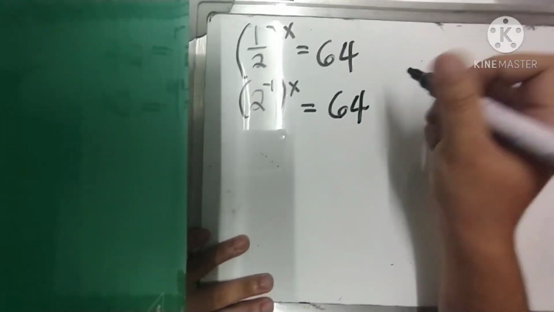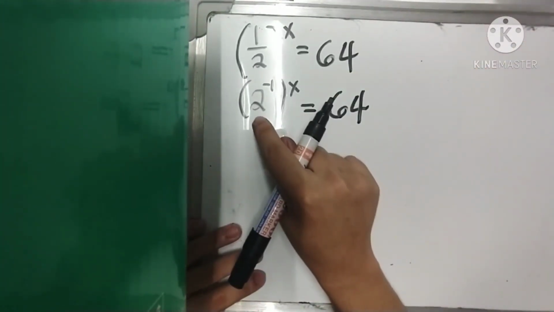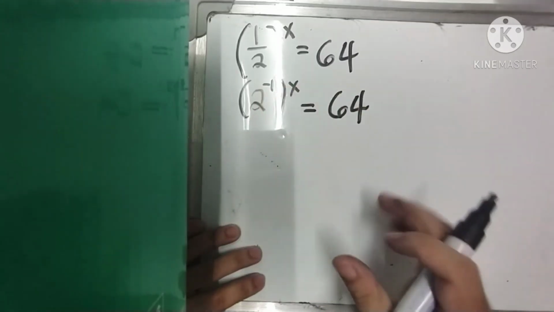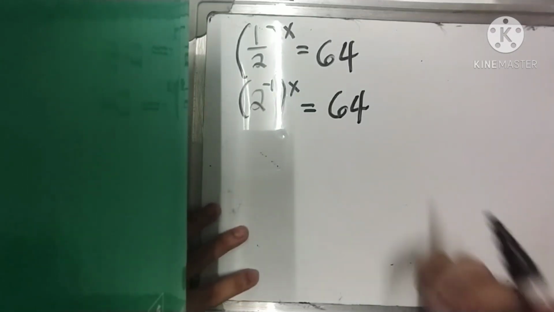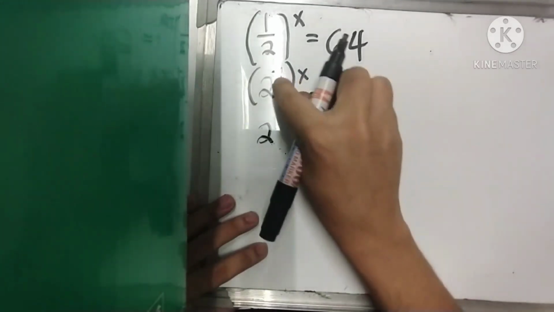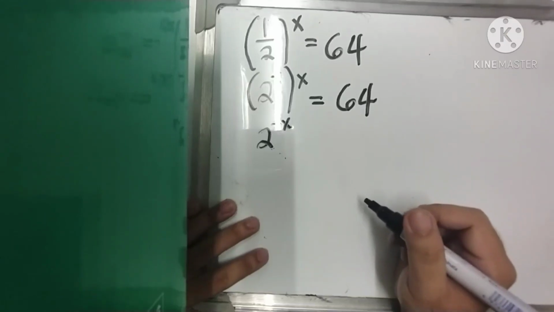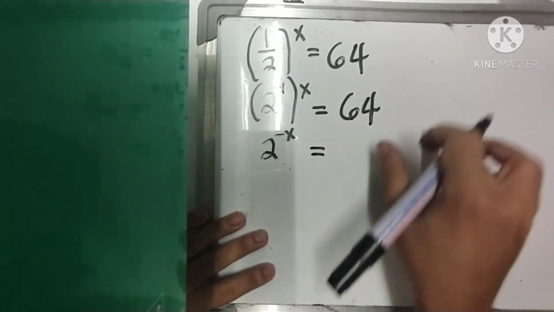Okay? Then next, based on the power of a power law of exponent, we have 2 to the power of negative 1 to the power of x. So this is an exponent to another exponent, and we can simplify this one. It can become 2 to the power of negative 1 times x, that is negative x. So therefore, we have 2 to the power of negative x, which is equal to 64.